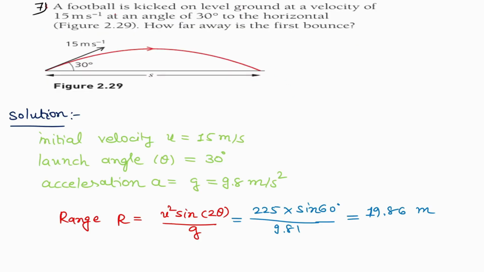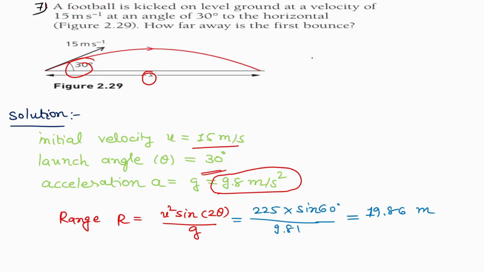Question number 7 says a football is kicked on level ground at a velocity of 15 meters per second at an angle of 30 degrees. Now we have to find the range s. Here the solution: initial velocity is 50 meters per second, launch angle is 30 degrees, and the acceleration is about 9.8 meters per second squared.